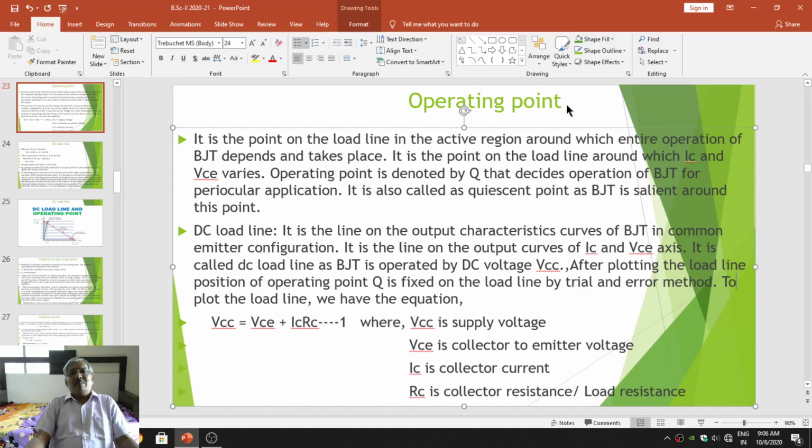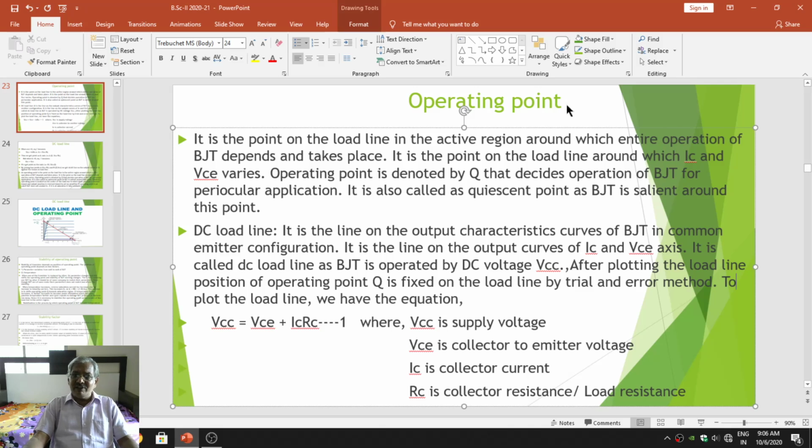Operating point is the point in the output characteristics of the transistor on the load line around which the entire operation of the transistor depends. Means the working of the transistor is going to depend on the location of the point, and that point we can call the operating point.